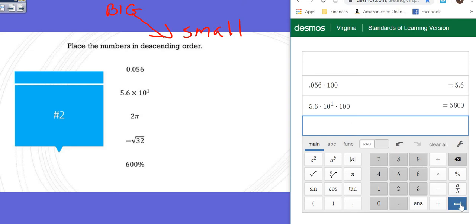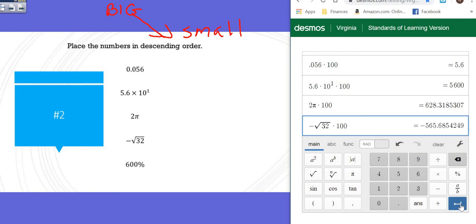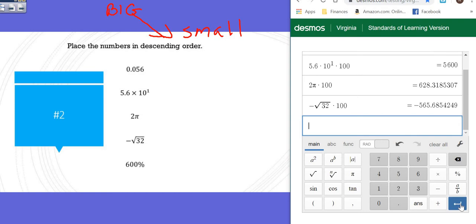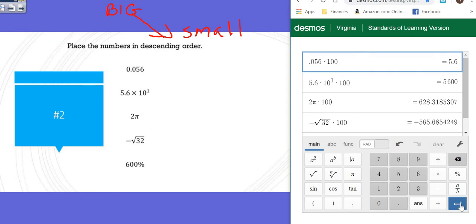5,600%. The next one is 2 pi, but I have to remember I still have to multiply it by 100, so that makes 628%. And then I've got two more, so I've got negative square root of 32. Again, you multiply that by 100, and then finally you take 600%, and that's going to be my last one.